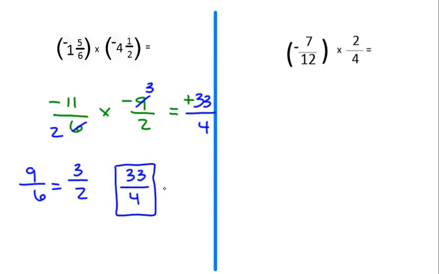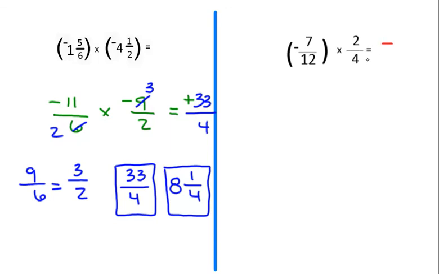And then I'm also going to give the mixed number. So 4 goes into 33 8 times with 1 left over. And remember, my answer was positive because I had a negative times a negative. All right, over here I have a negative times a positive, so my answer is going to be negative.